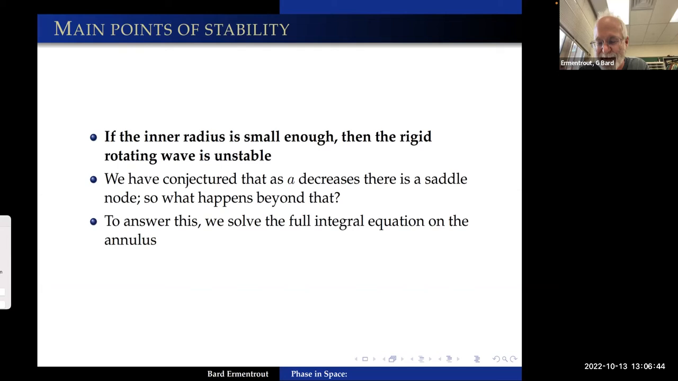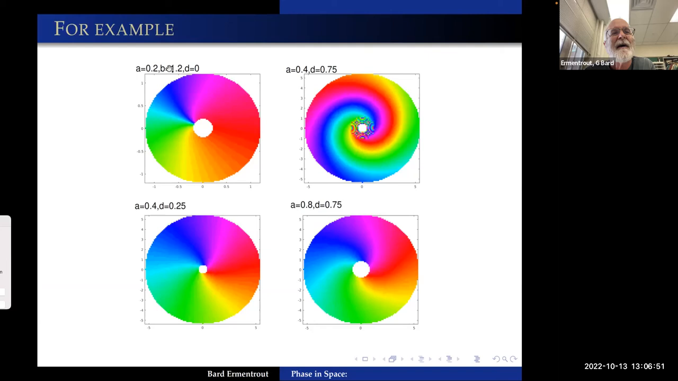So here's some examples of solutions. This is the case with the odd case, and we've seen that. This is a snapshot in time, and you can see that the wave is disappearing and eventually synchrony will completely take over.